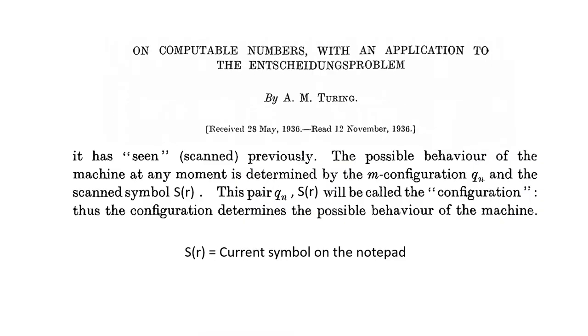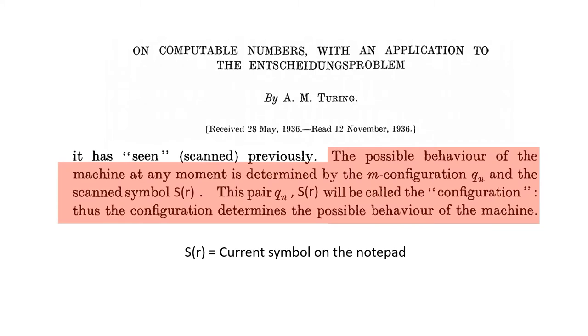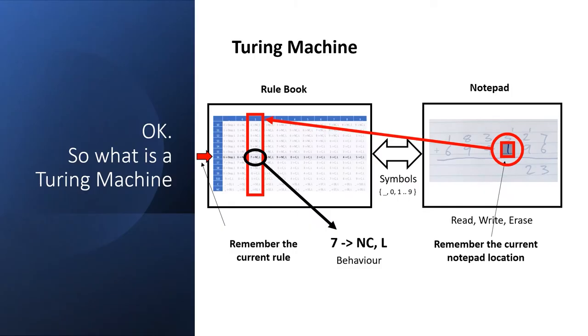Let's go back and see how Turing worded this exactly. The possible behavior of the machine at any moment is determined by the m-configuration, QN, and the scanned symbol, SR. This pair, QN, SR, will be called the configuration. Thus, the configuration determines the possible behavior of the machine. Here, what Turing called QN is S6, or sum of 6, and SR is just the digit 1.